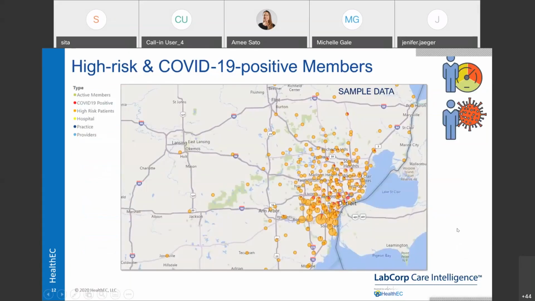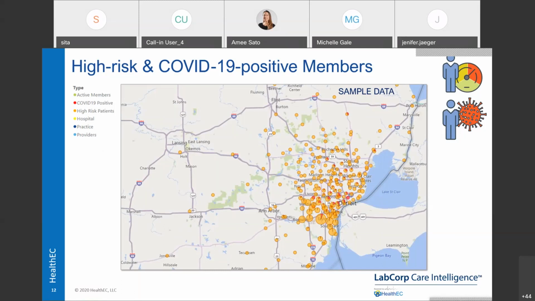So this next is an example of our geomapping. And so as Sita said, we can overlay various groups. Just for simplicity in demonstrating here, because we can't drill in, we've only put two categories here, which is the orange dots are the high-risk patients that we've identified, and the red are the COVID positive members within these patient cohorts. We can also, as Sita mentioned, include all the attributed or active members of your population so that you can see where your high risk cohorts are.